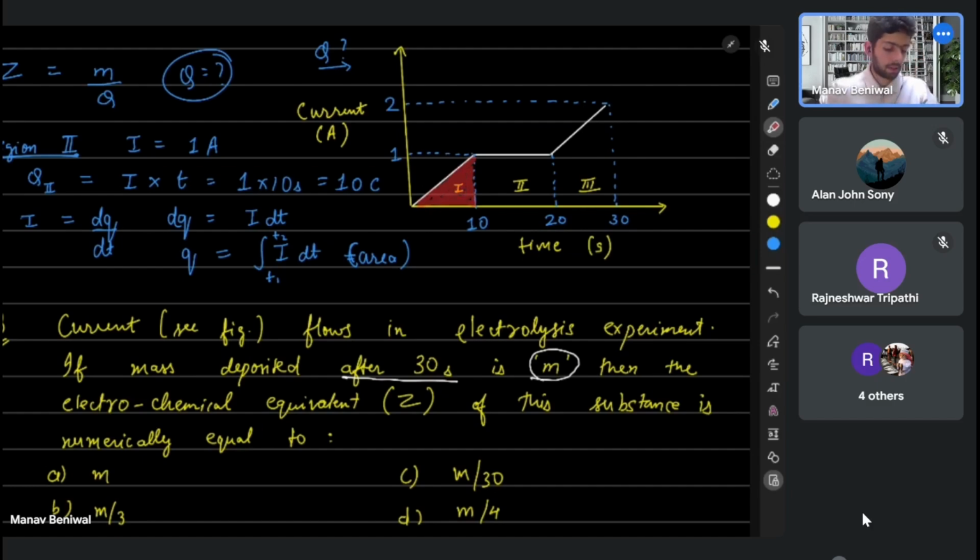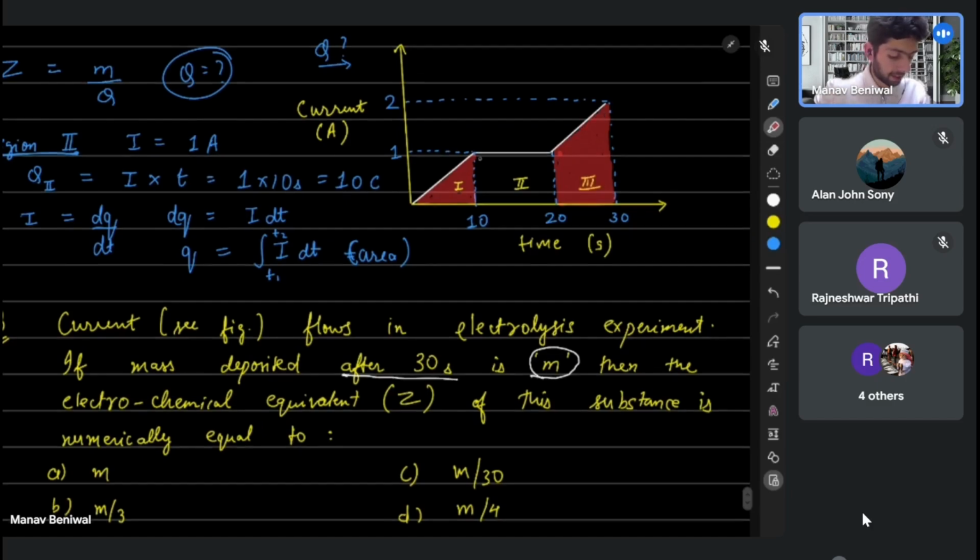This will give us the current in region 1, and if we find out this area, this will give us the current in region 3. And for region 2 we have already calculated, but we can calculate it again and find out the area under region 2. So let's find out.